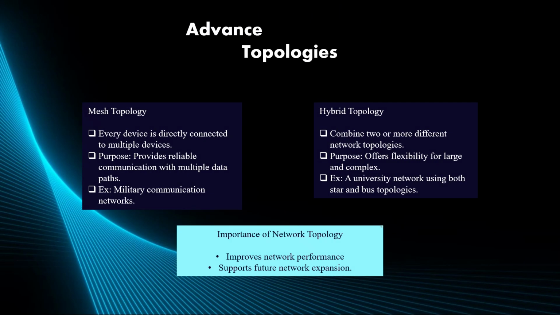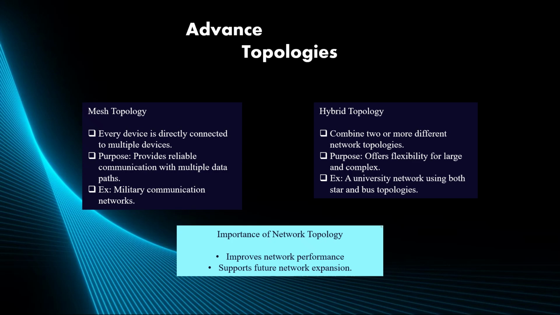So, okay, guys, let's talk about advanced topologies. Beyond the three basic topologies, there are also more advanced arrangements used in larger or more demanding networks, right? So, mesh topology is the one where every device is directly connected to multiple other devices. This provides highly reliable communication with multiple data paths, meaning that if one connection fails, data can still travel through another route. This is why mesh topologies are often used in military communication networks, where reliability is absolutely critical, right?